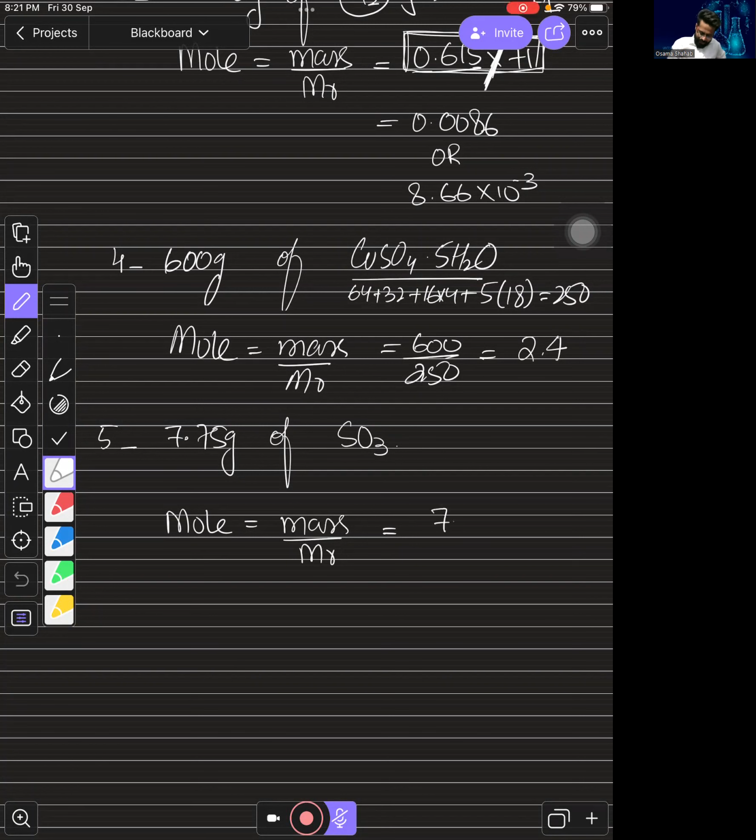So mass is 7.75. When you divide it by the MR of sulfur trioxide, which is 32 plus 16 into 3, it will give you 80. When you divide this by 80, you will get 0.099 somewhere. This is the right answer.